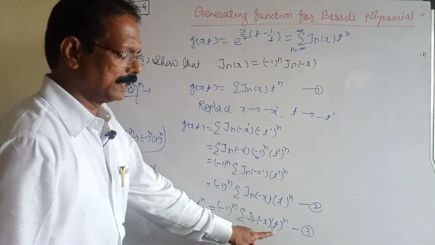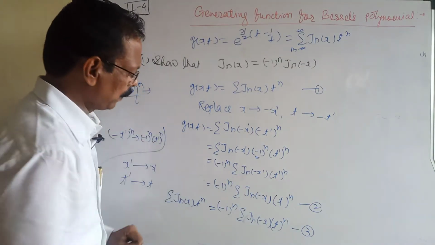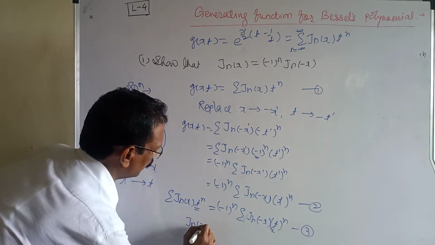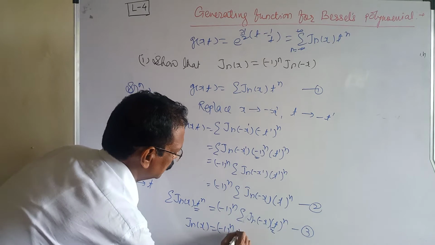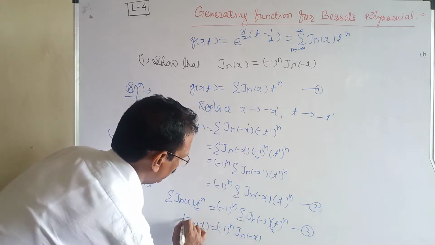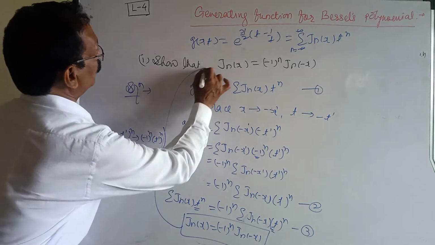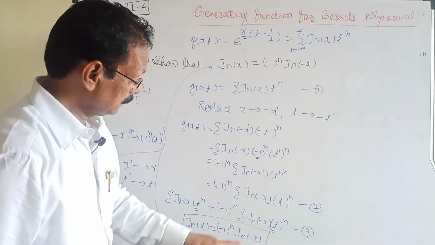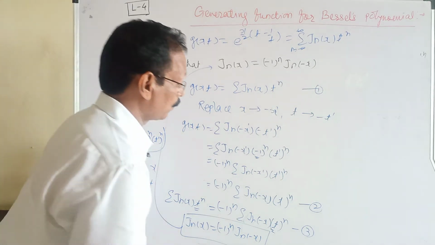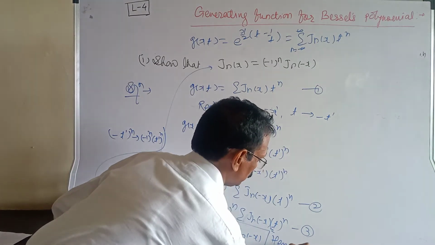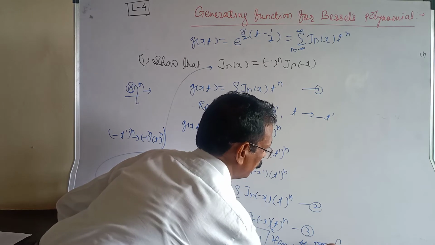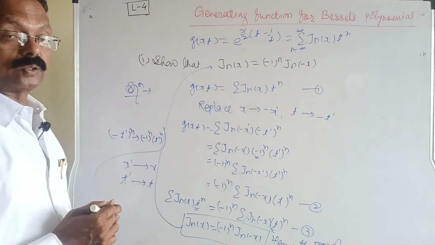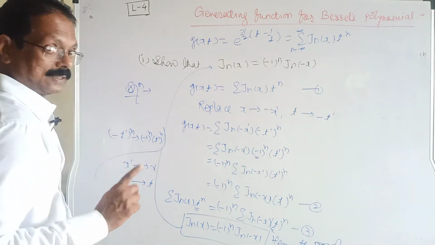Now from equation 3, compare the coefficient of t raised to n. Then what do we get? Comparing the coefficient of t raised to n, we get Jn of x is equal to minus 1 raised to n into Jn of minus x. This is what is required, so we have shown that Jn of x is equal to minus 1 raised to n into Jn of minus x. Here is the proof. So this is the first example.